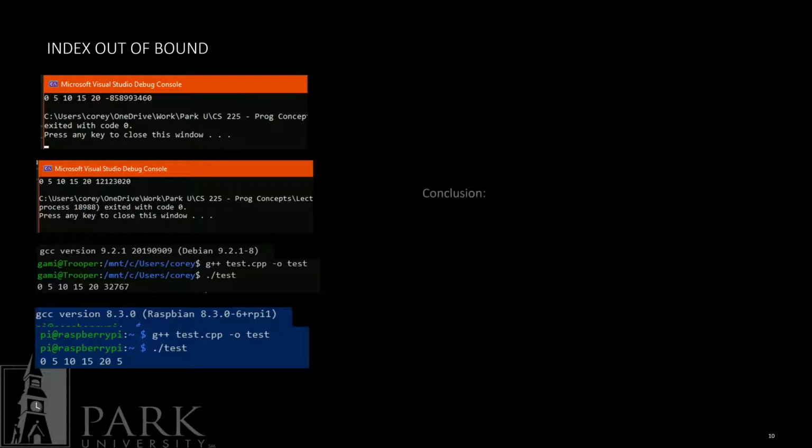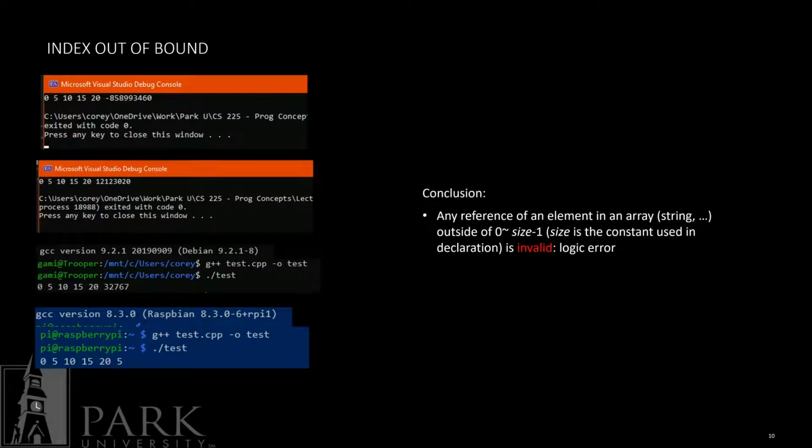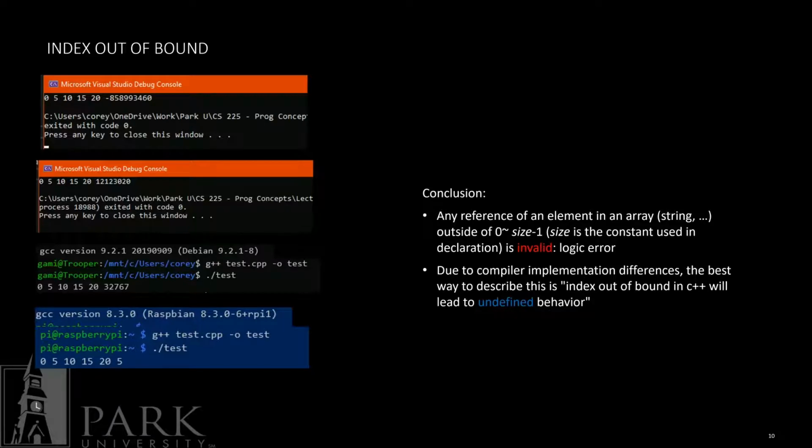But the lesson here is that an index outside of the range from 0 to the size of the array minus 1 is an invalid index. And it's a logic error to access an array with an invalid index, regardless of what value will be returned or what compiler you use. Due to compiler differences, you may get different results with this segment of code. And the C++ standard specifies that an index out of bounds will lead to undefined behavior. So once again, this is a logic error, and you should just not write this kind of code.